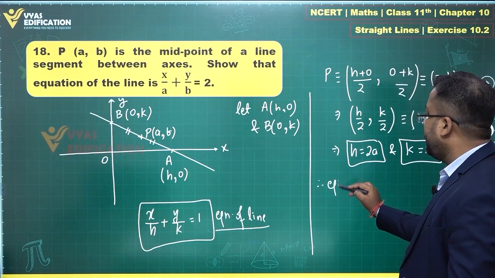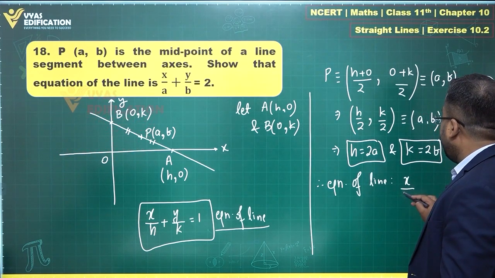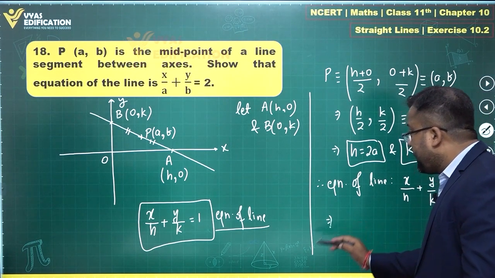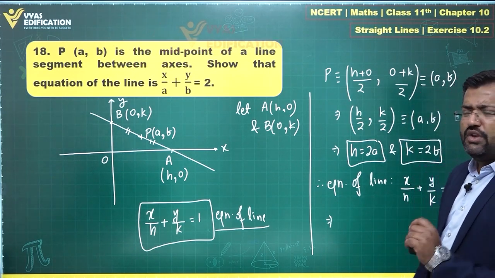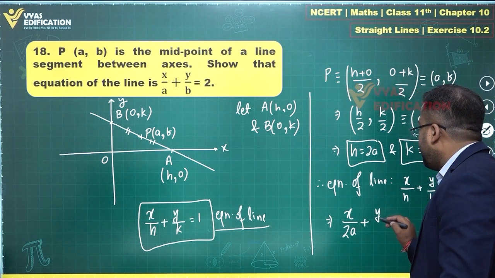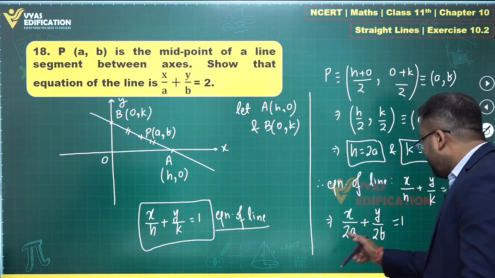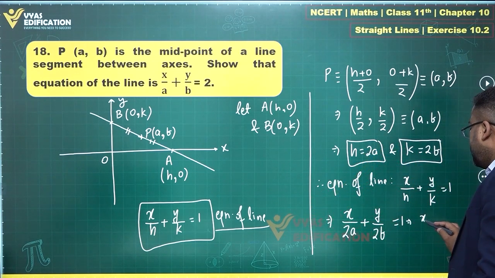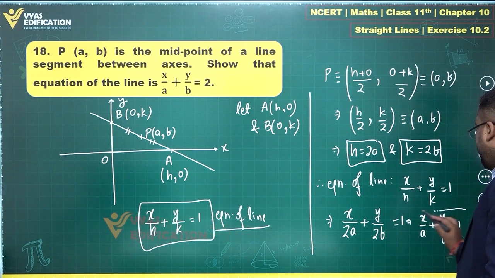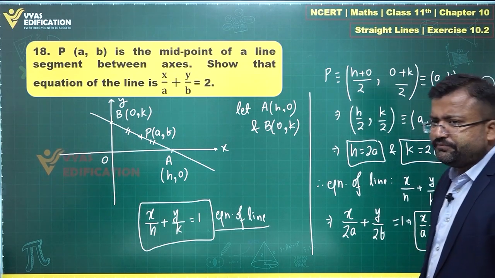Therefore, the equation of the line which is required was x/h + y/k = 1, which becomes, let's substitute h and k, x/2a + y/2b = 1, or which can be further multiplied by 2, this becomes x/a + y/b = 2. That's the required answer for this question over here.